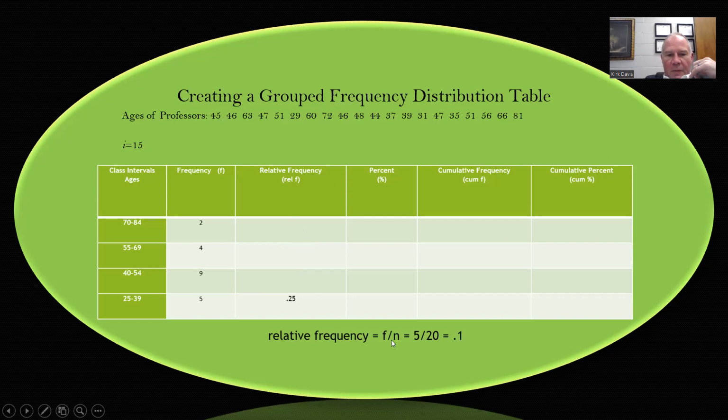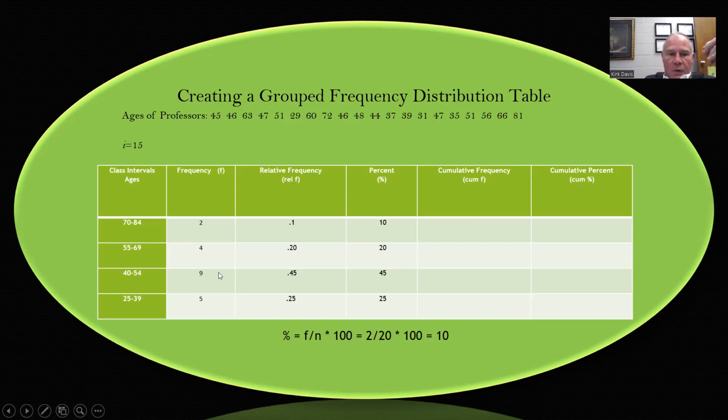So if we go back, I made a typo. This should be 0.25, not 0.1. Same with percent. We know percent and relative frequency give you the same information, but in a different scale. So all I have to do is take this and multiply by 100, and that gives me 25, 45, 20, and 10. That's it.